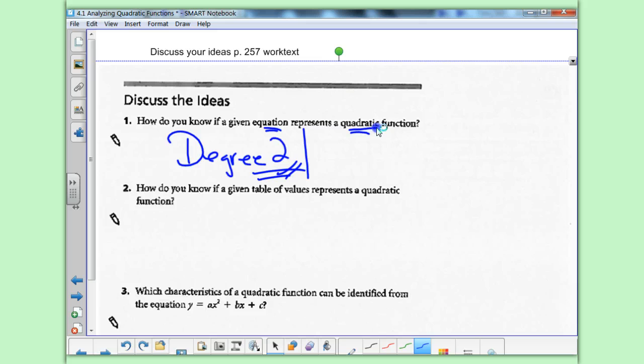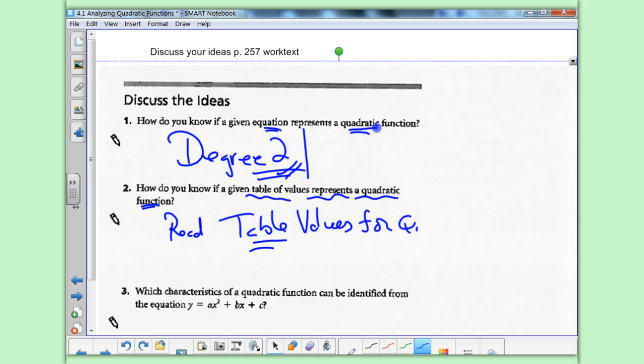How do you know if a table of values represents a quad function? That's one where I've talked enough. I need you to read back in this section and look at a table of values that it talks about here. There's a characteristic about the table of values for quadratics. There's something special if you look at it. If you just use your book, I want you to dig and find the answer to this, okay?